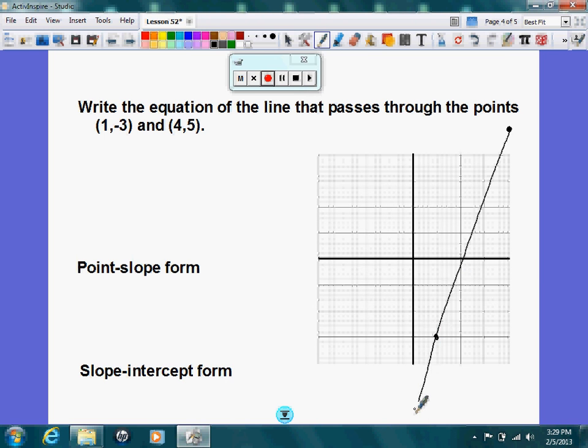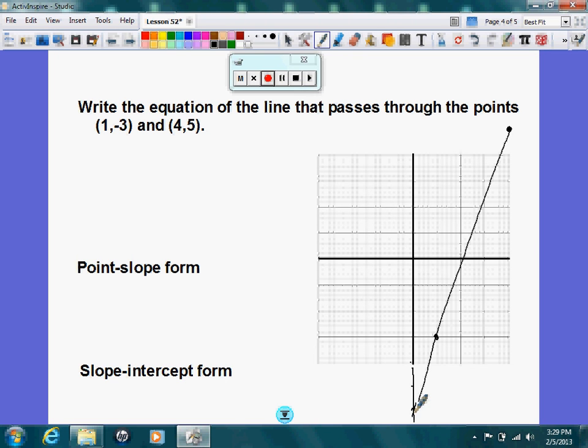Does it have a positive slope or a negative slope? It has a positive slope. It goes up to the right, and it crosses the y-axis down here somewhere, that's minus 4, minus 5, maybe even minus 6, somewhere down there. That just gives us an idea about what the equation should look like.